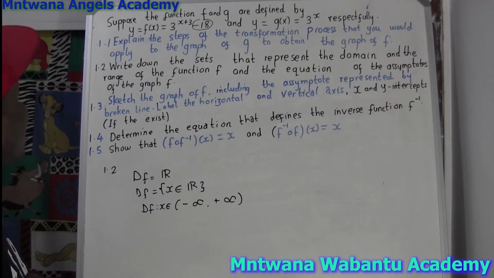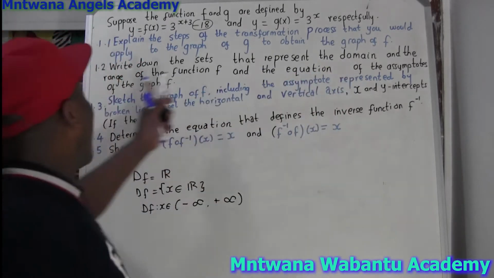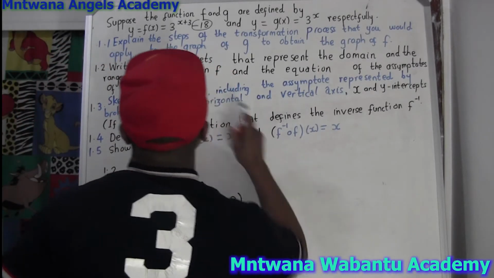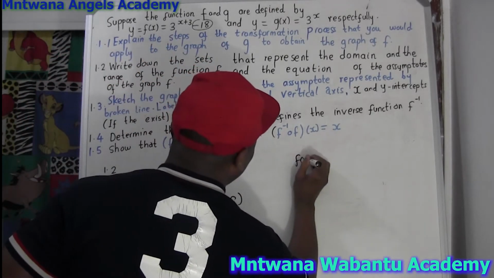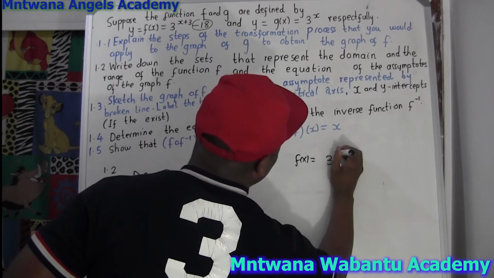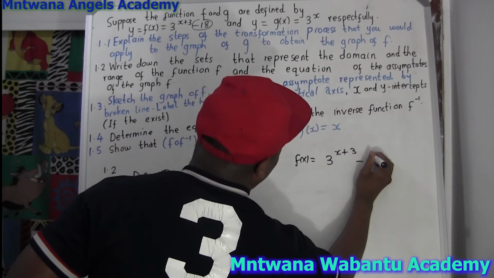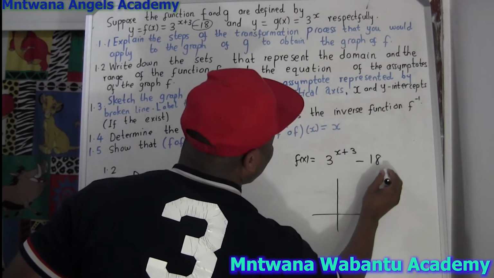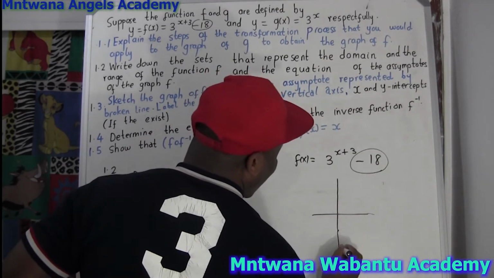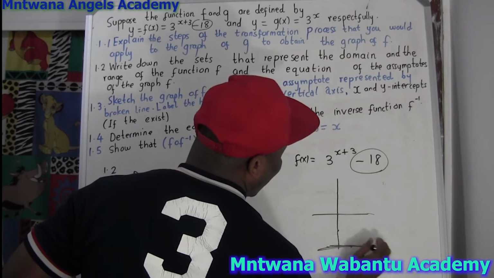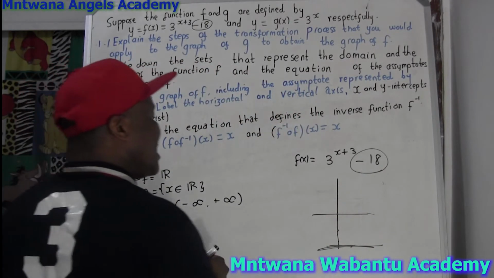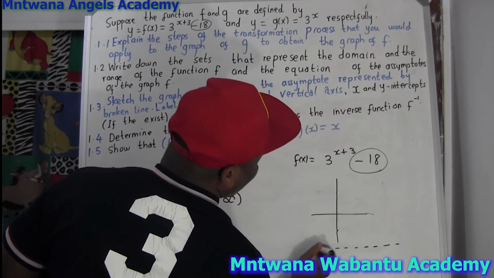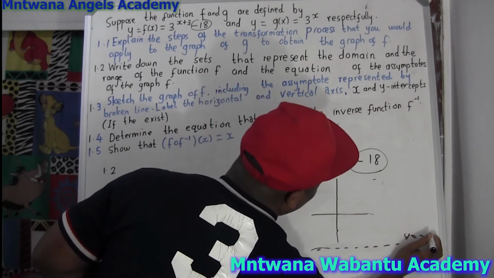And then the other thing is the range. For an exponential function, let's do this one straight away: f of x equals 3 to the power x plus 3, minus 18. What does that mean? Roughly, this graph is going to start from negative 18 somewhere here. That's the horizontal asymptote, which is y equals negative 18.